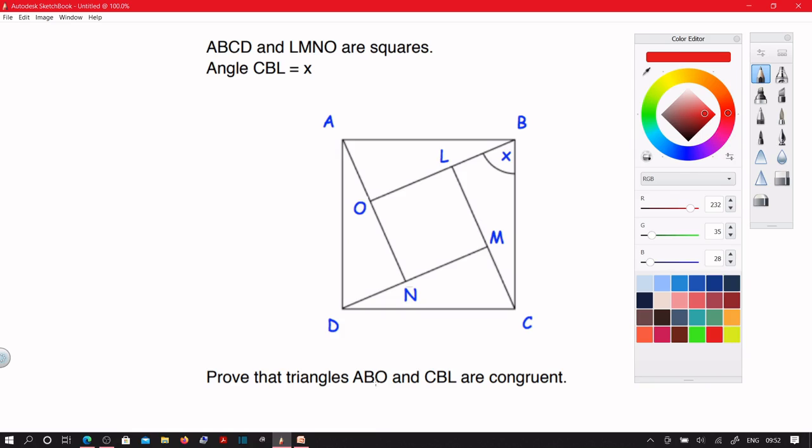Right, I want to prove that triangles ABO and CBL are congruent. If you look at the question, ABO is this one, and CBL is that one. You need to prove that these two triangles are the same, congruent.